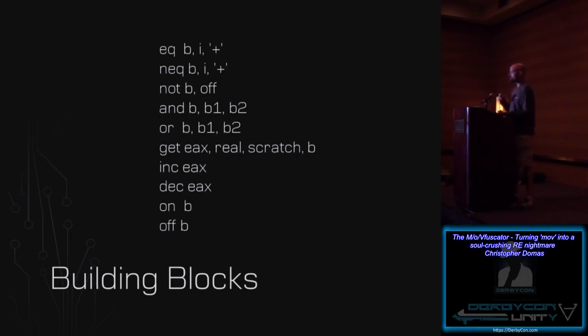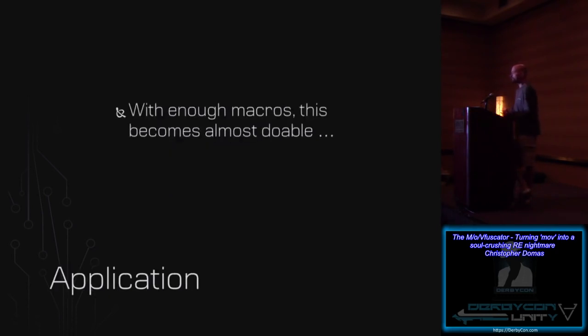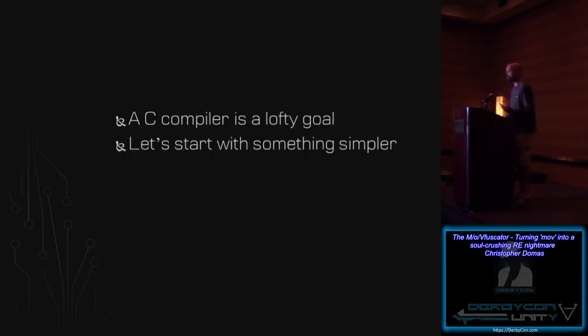We've got macros for checking equality, inequality, not, and, or, ways to get data from either real memory or scratch memory, ways to increment and decrement, turn execution on and off for branching. We've got all these really useful building blocks, and if you build up enough of these, this whole thing becomes almost doable as long as you're only writing in assembly. But ideally, we don't want to write in assembly forever. We'd like to be able to compile into only move instructions.